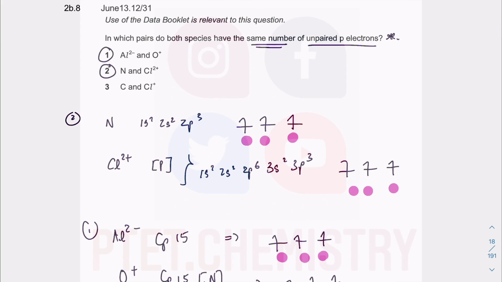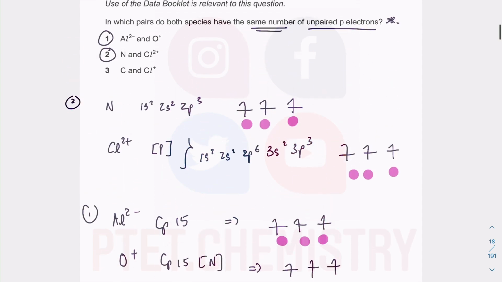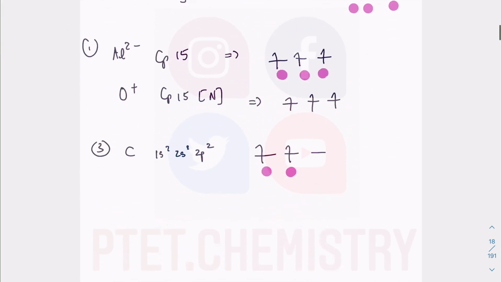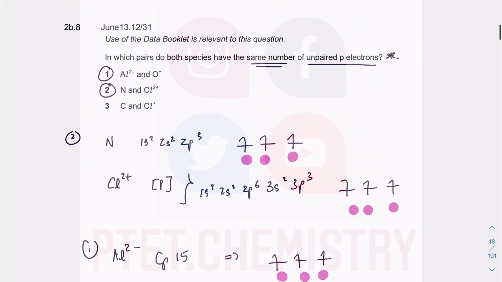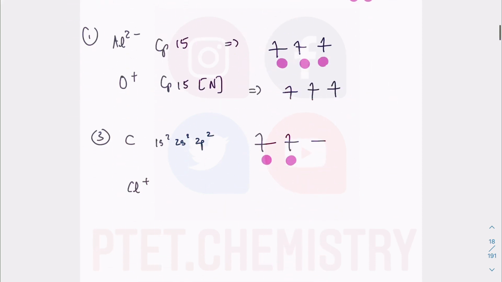Next one is carbon and Cl plus. Carbon is 1s2, 2s2, 2p2, group 14, 1 and 2. So I've got 2 electrons. They are unpaired in the p orbitals. And the other combination is Cl plus. Have I done Cl plus? No, I previously did Cl2 plus. Cl2 plus is different from Cl plus, so don't get confused, yeah?